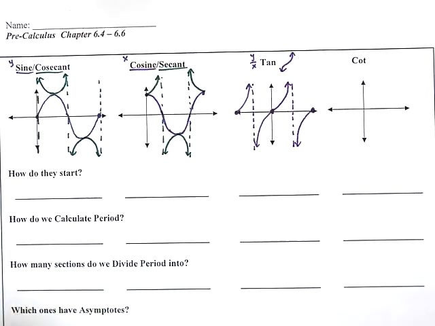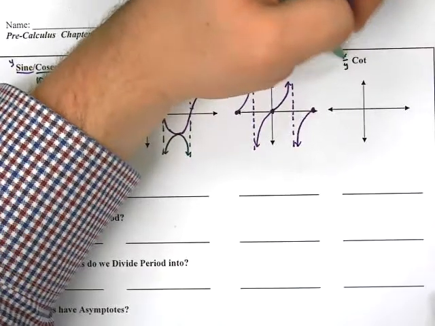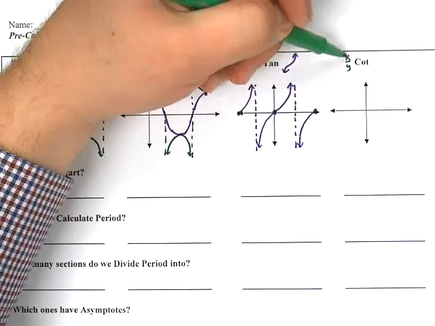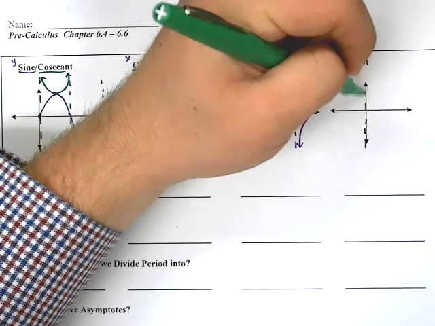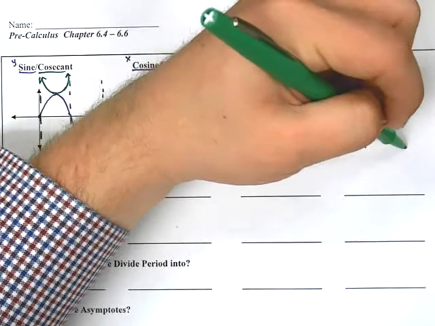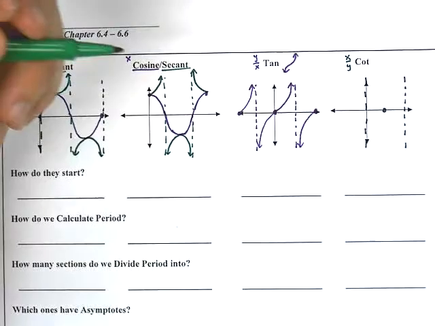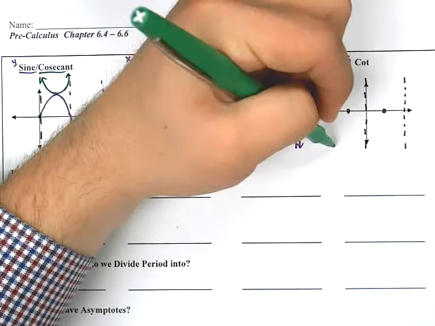For cotangent, which is x over y, now it would be 1 over 0 at an angle of 0, right? So we can't do that. So this one starts at an asymptote, goes to a point, then an asymptote. Same thing on the other side.